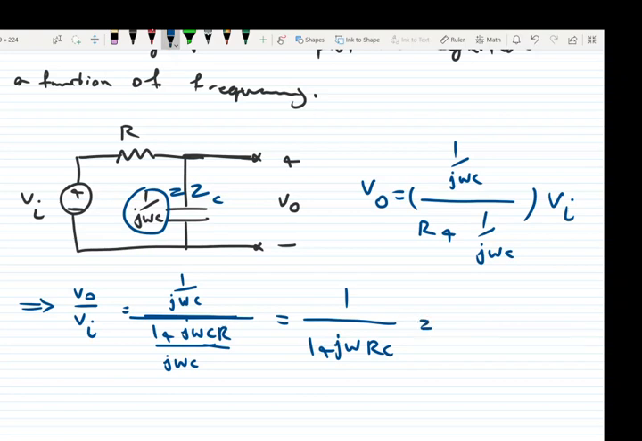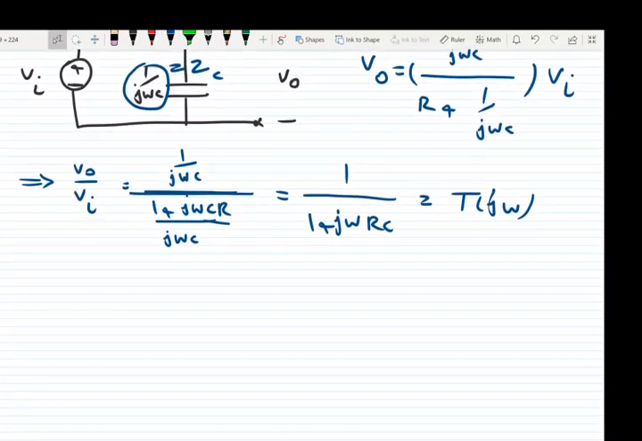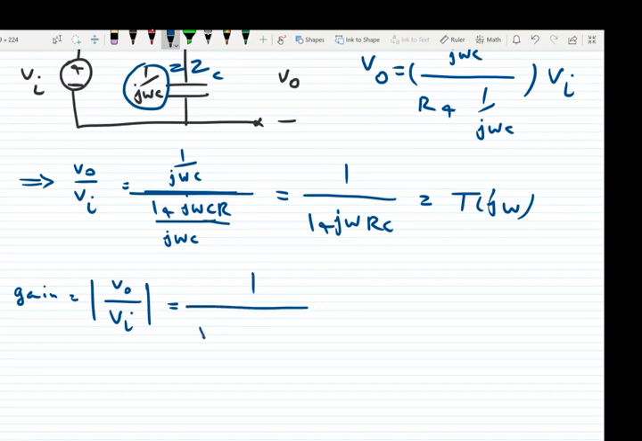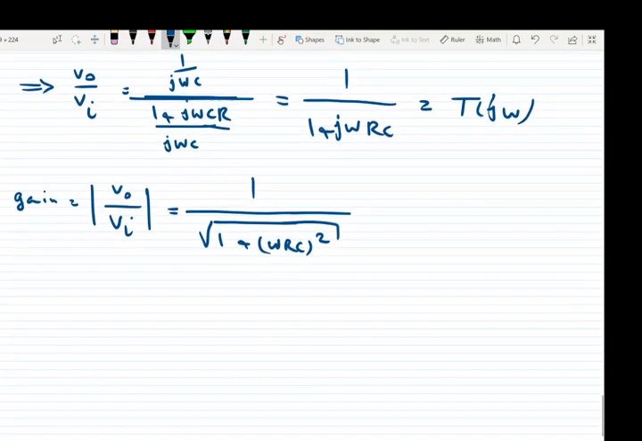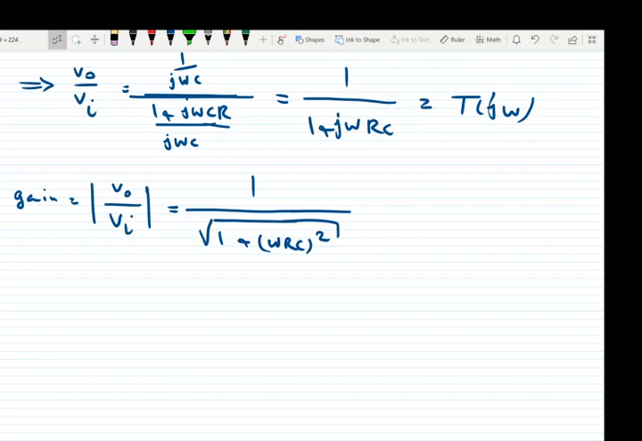This one is the gain, T of j omega. So we got T of j omega for this circuit. So the gain, which is the amplitude of VO over VI, is equal to 1 over square root of 1 squared plus (omega RC) squared. Okay, so we reach this point, and this is a relationship.